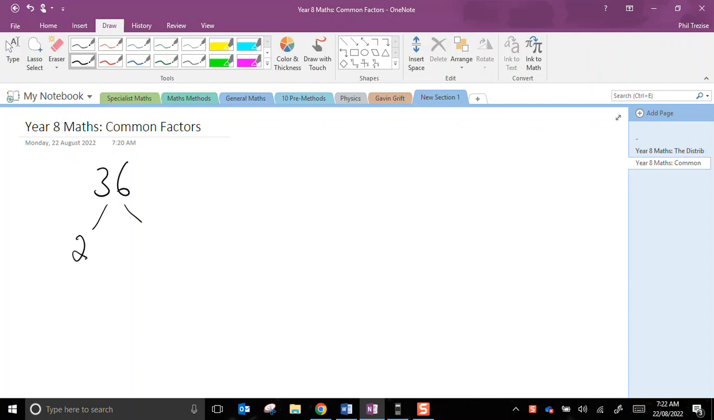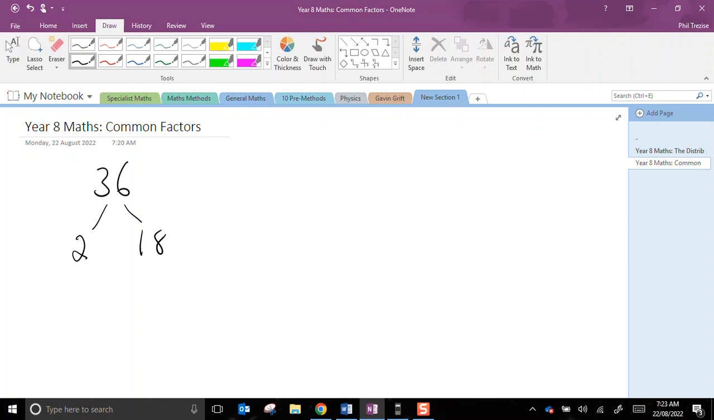Let's try 2. 2 divides into 36 18 times. 2 is a factor of 36. 18 is a factor of 36. Now let's not worry about 2 anymore. 2 is a prime number. It only divides by 2 and by 1. So there's a bit of a dead end on the left there. On the right, we can think about 18 now.